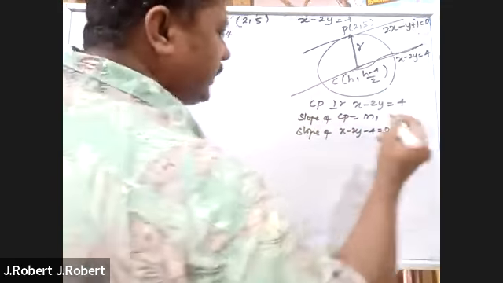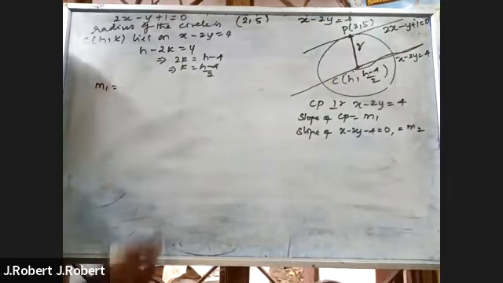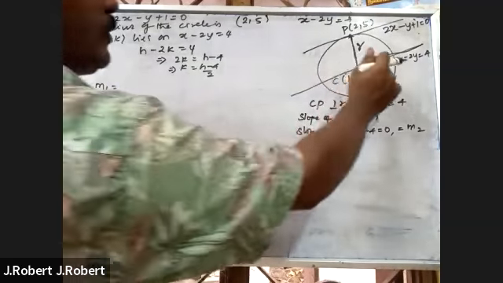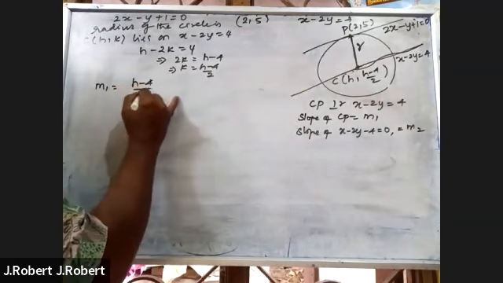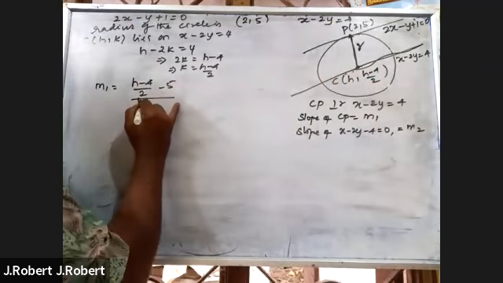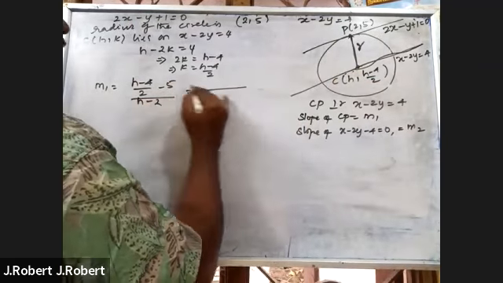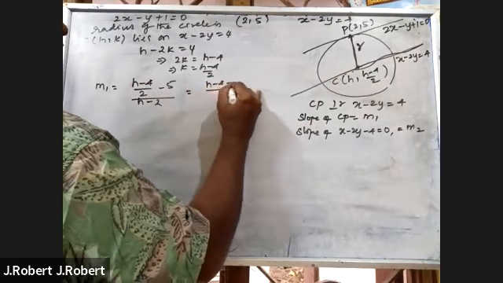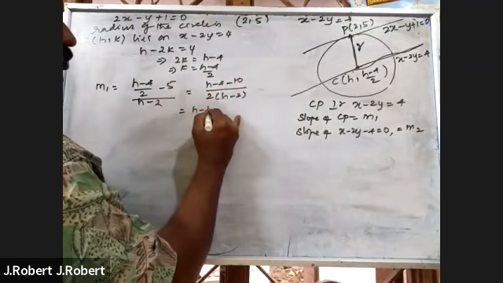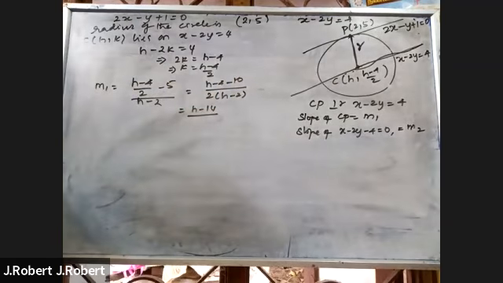First find m1, the slope of CP, using the two-point formula: y2 minus y1 divided by x2 minus x1. y2 is (h minus 4) by 2, so it is (h minus 4) by 2 minus 5, divided by 2 minus x2, where x2 is h. Take LCM: h minus 4 minus 10 divided by 2, which is h minus 14 divided by 2 into (h minus 2). Correct?